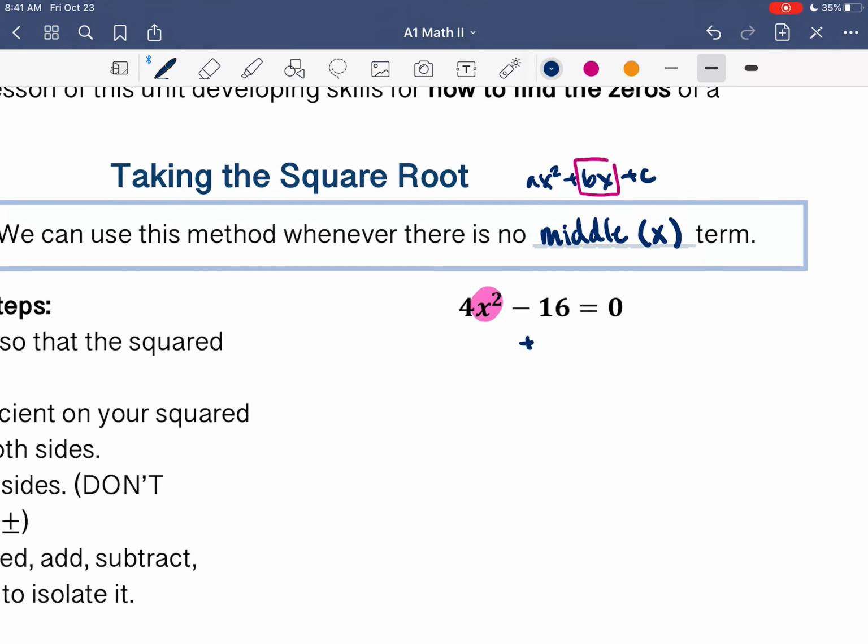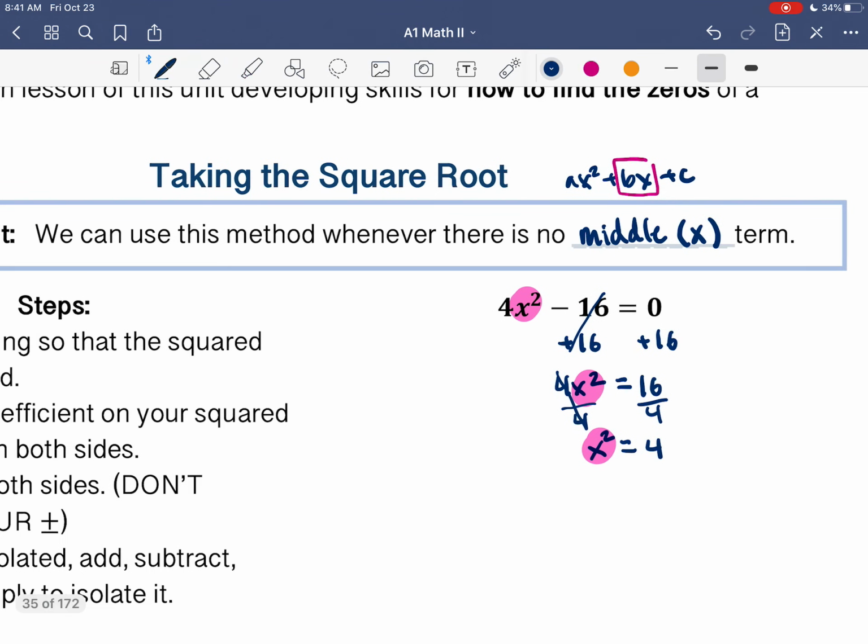First, I'm going to move the 16 by adding 16 on both sides, so that those two things cancel, per se, and we have a positive 16 on the other side and then a 4x squared. I still haven't quite isolated my x squared because it's still multiplied by a 4. So we do the inverse of multiplication by dividing by 4 on both sides so that this goes away, and we're left with 16 divided by 4 is 4. And then we still have this x squared on that side. So I have successfully isolated my x squared because it's all by itself on one side of the equation.